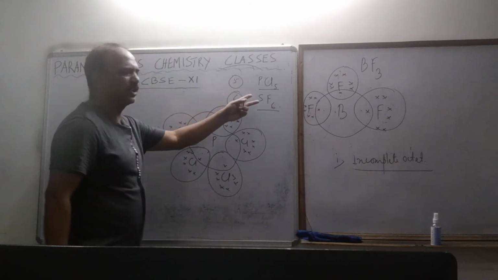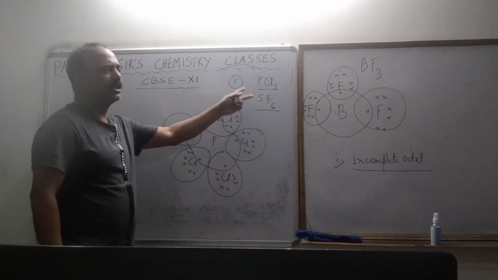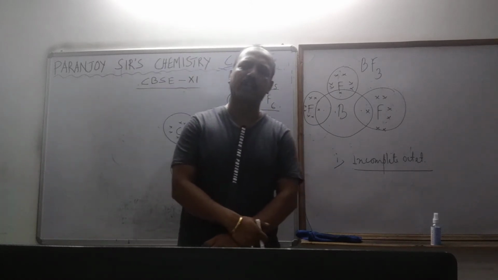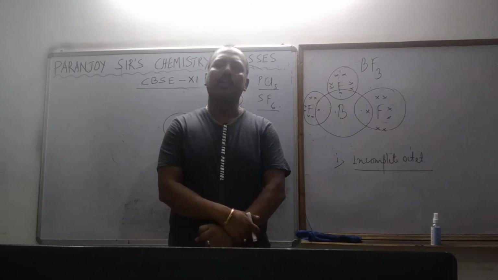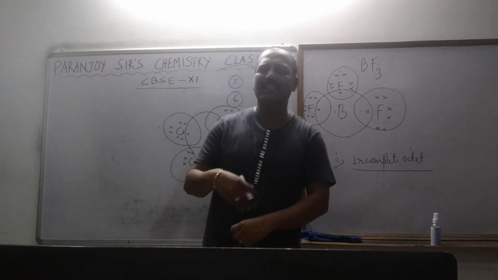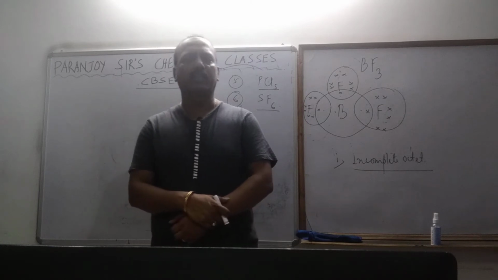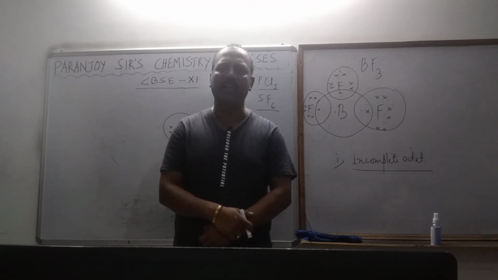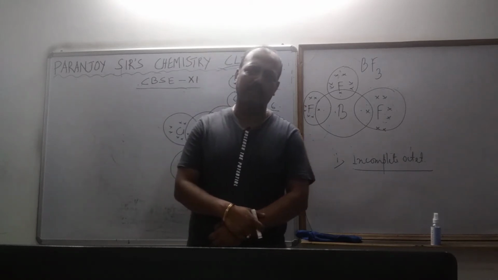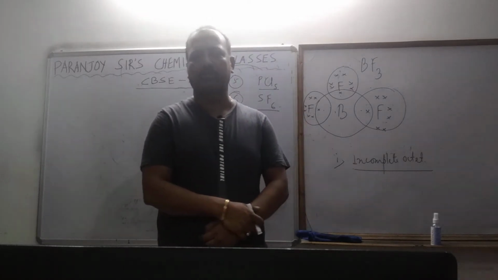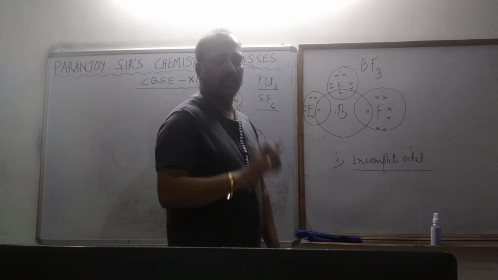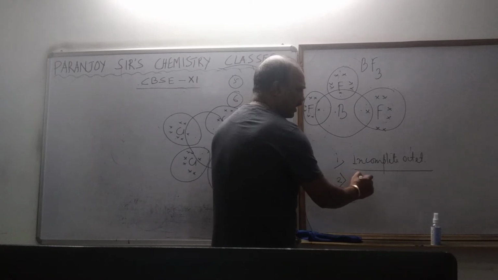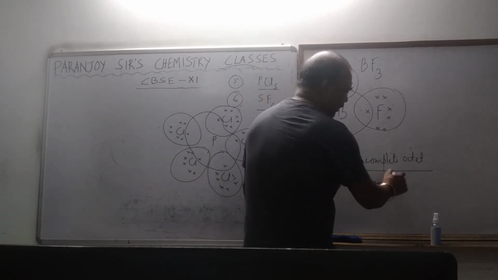If you do it for SF6, you can try it. There will be 12 electrons in sulfur, because sulfur has got 6 electrons, each fluorine will give 1 electron, so there will be a total of 12 electrons in the sulfur atom. That means it is exceeding the octet. But still, once again I am saying the compounds are very much stable. Since they are very much stable, they cannot be explained by the Lewis dot model. That is another limitation of the Lewis dot model, the second one, and it is called expanded octet.